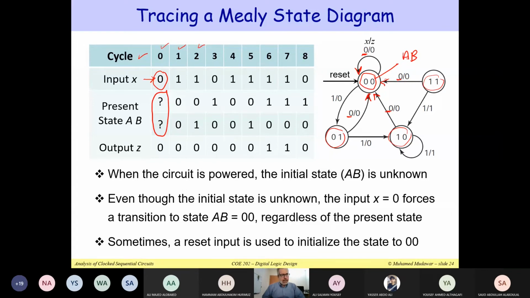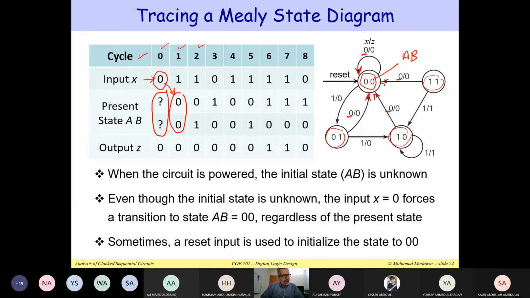So it does not really matter what state you are in. Even though the initial state is unknown, if you apply the input x equal to 0, this will force the next state to be 0,0 at clock cycle number 1. Remember that the flip-flops are synchronized with the clock, so they change their output at the edge of the clock. Here I'm showing that the next state at clock cycle number 1 will be 0,0.